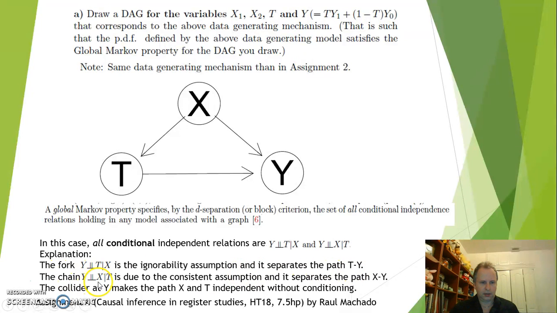And the chain, Y independent of X given T, is the consistency assumption, and it separates the path X to Y. And the collider at Y makes the path X and T independent without conditioning, so it's not included.